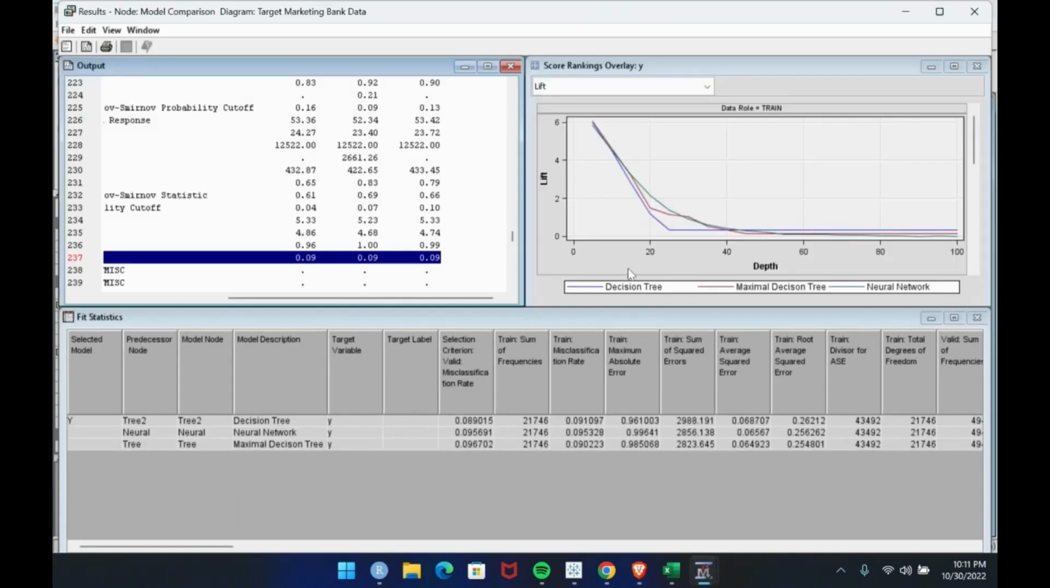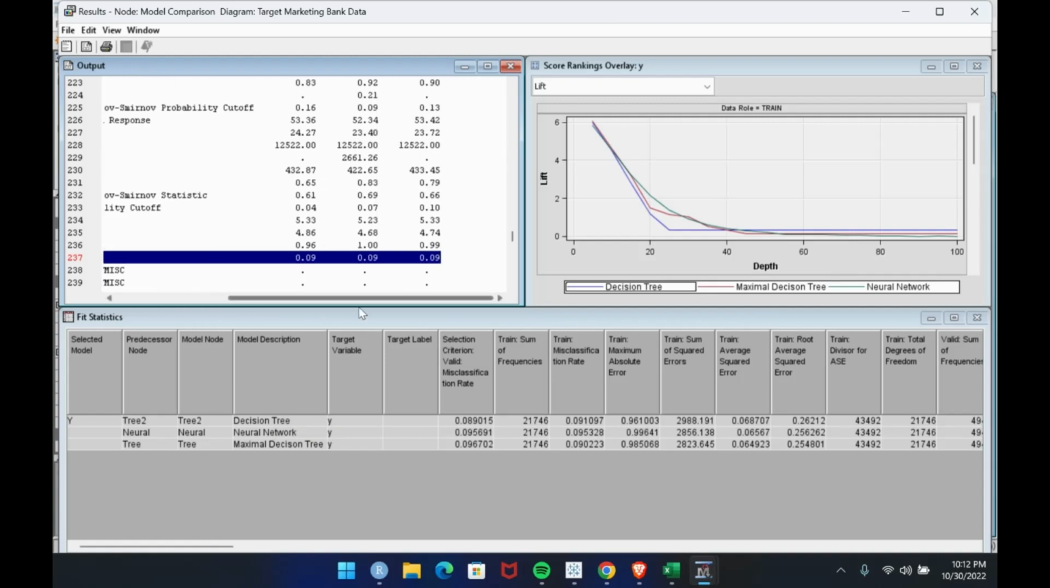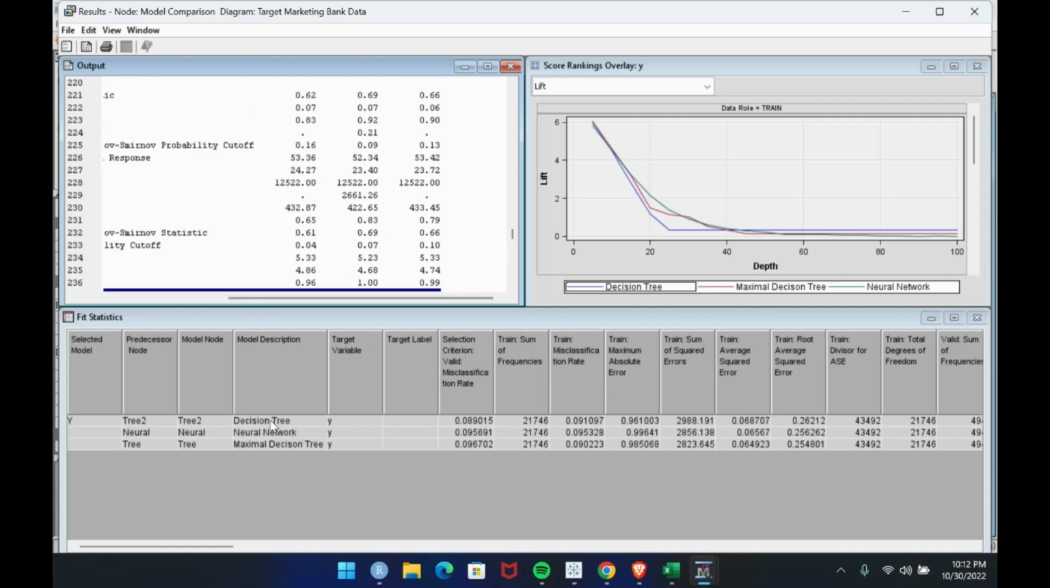So let me quickly pull up the results and see how these three models stack up. The metric that I want to evaluate these models on is of course misclassification rate, but the main one is the lift curve. The lift curve captures the percent of prospects that can be captured by the model with the least list penetration. If you look at these, the misclassification rate is quite similar for all three models, Tree 2 being the decision tree, neural net, and Tree being the maximal decision tree. So we're going to avoid this maximal decision tree, even though we are using it to compare with how the decision tree is doing.